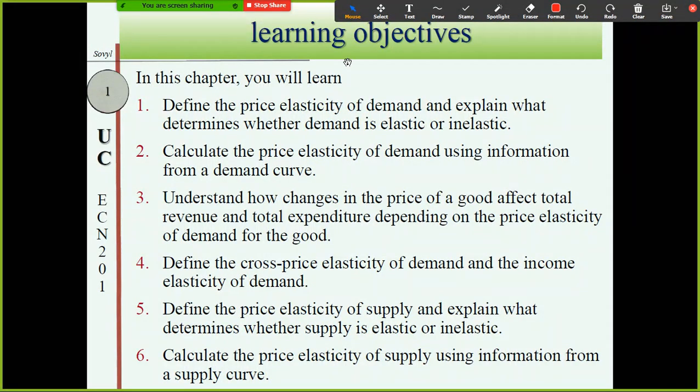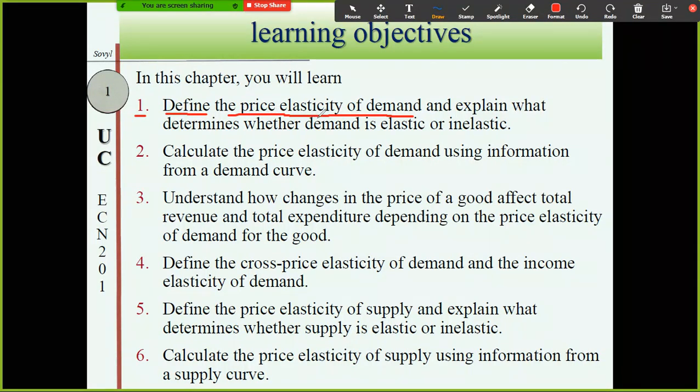Okay, these are the objectives of this chapter. In this chapter, you will learn: 1. Define the price elasticity of demand. Define is a verb, definition is a noun. It's like the first objective point. You need to be able to give a definition.